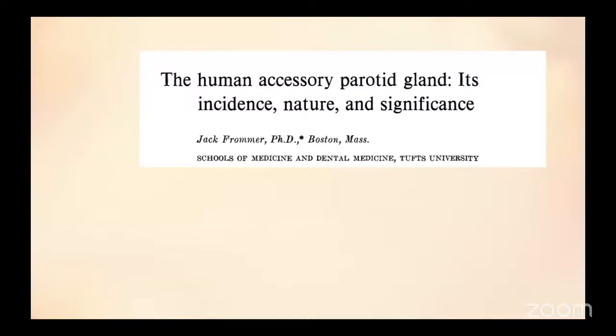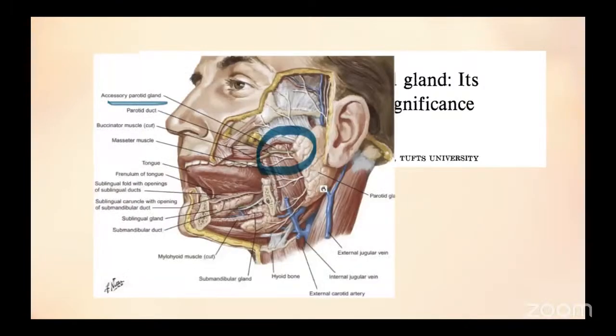The accessory parotid gland was first described by Frommer. It is a separate salivary gland tissue, which is at a distance of around 5 to 10 millimeter from the main parotid gland. And it is located along the duct of the parotid gland. The parotid duct pierces the buccinator muscle to enter the oral cavity at the upper second molar. So along the Stenson's duct, this accessory parotid gland tissue is located.